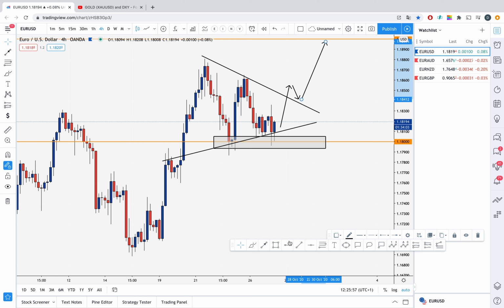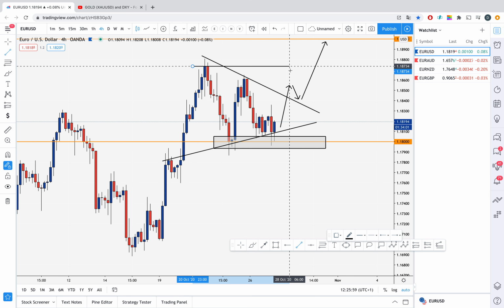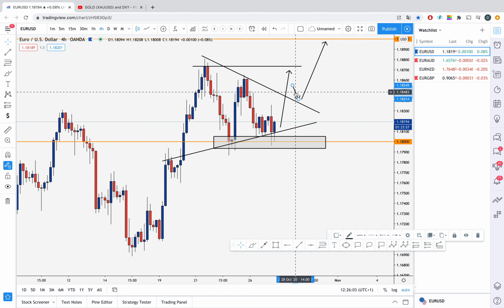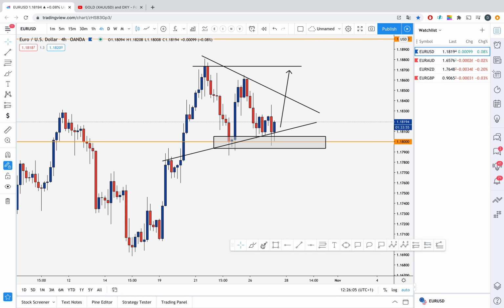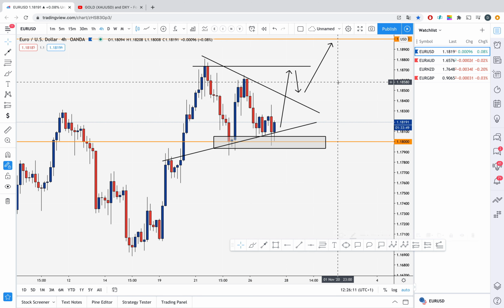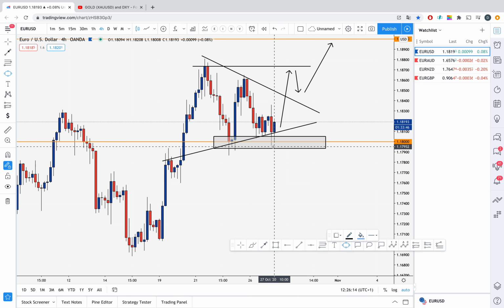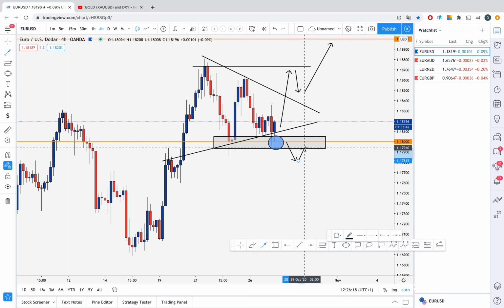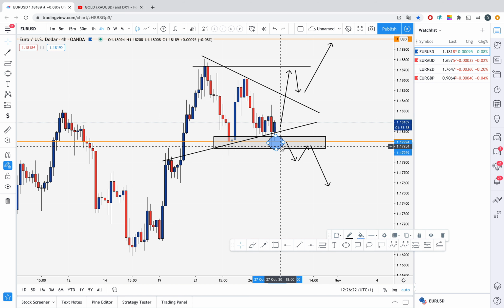And I do expect something like this. If we break this level of resistance over here, then I expect the continuation to the upside, and I expect that our long-term target on a monthly time frame is going to be hit. And this is what I do expect right now on EURUSD. But everything will depend on how we react to this level right now. Because if we break this level, if we go for a short scenario, then I want to see something like this. So those are the two possibilities you have right now for EURUSD.